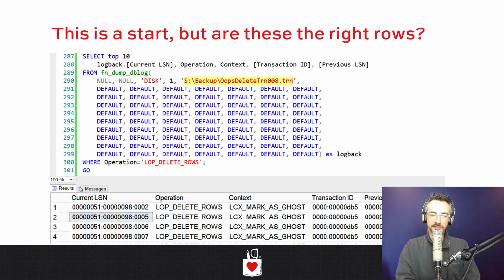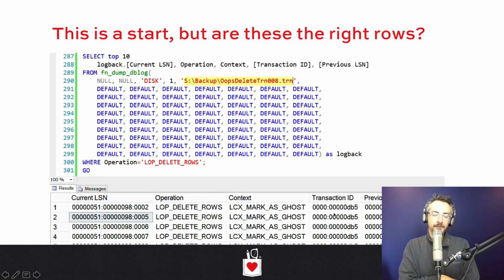That looks pretty intuitive, doesn't it? fndumpdblog lets you point at a transaction log backup and it will read the contents of the log. Now, when I read through that, it tells me here's the current LSN. We're stepping through all these log sequence numbers in the transaction log. Here's what was done, and here's the transaction ID.